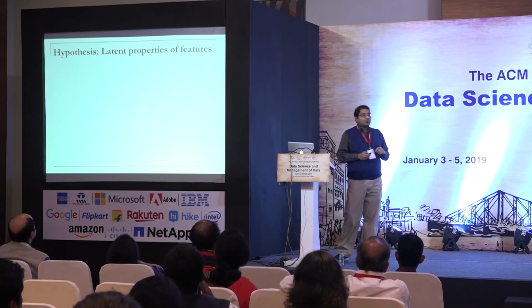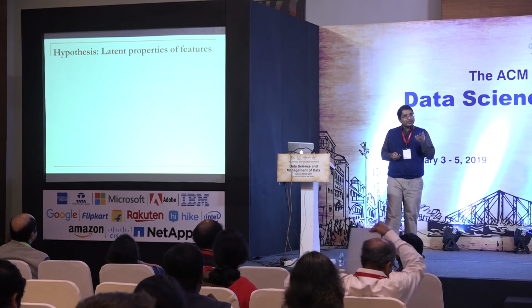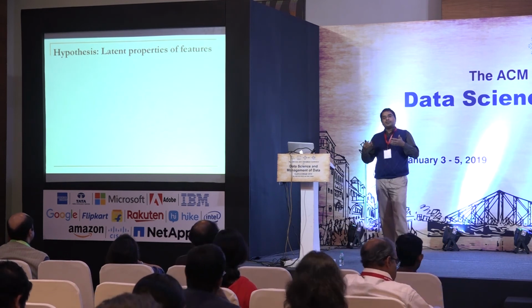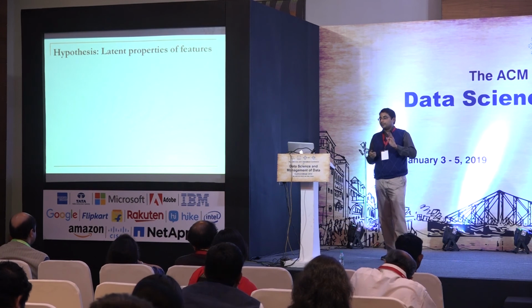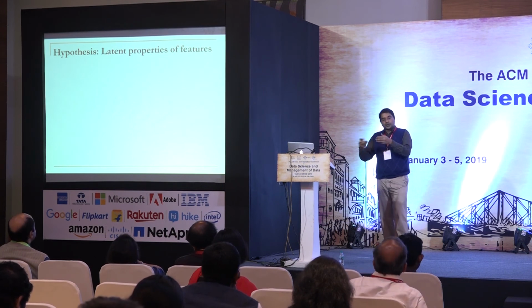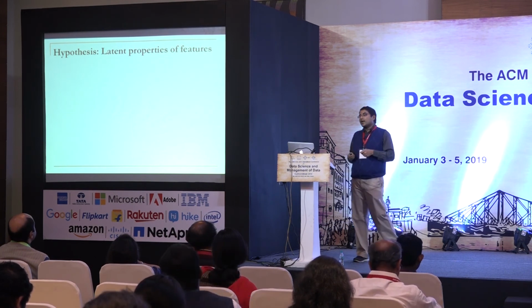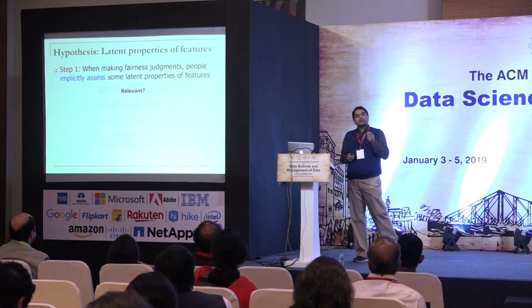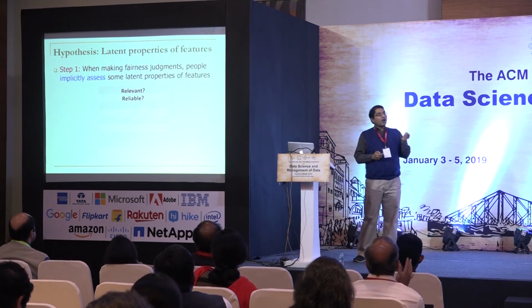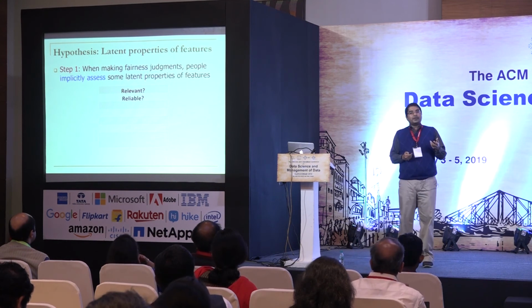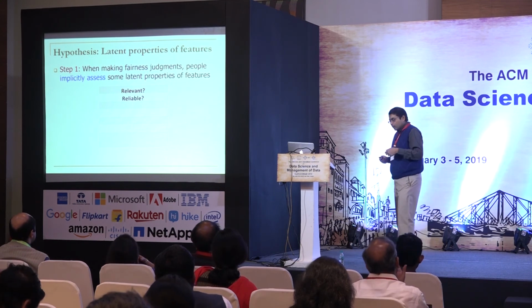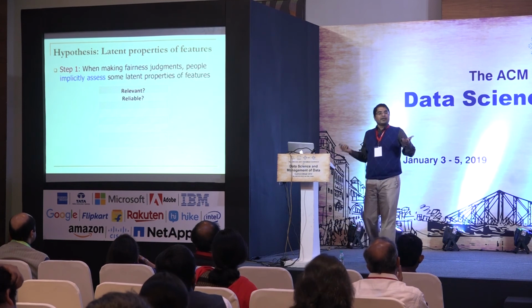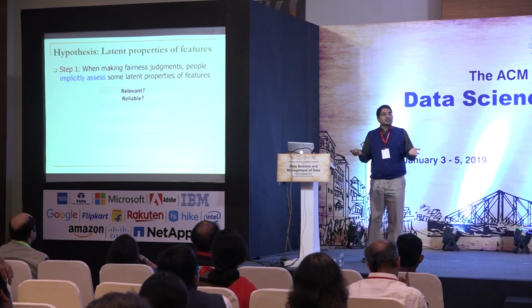Now, the hypothesis that we had, something we thought through ourselves as well as looked at in the social sciences literature, was that when people are making these judgments, they often implicitly assess some latent properties of the features. These are properties like, is the feature relevant for the decision-making scenario? Can one assess the feature reliably? For instance, asking the question, would you steal if you're hungry? It seems like a very bizarre question. You might answer it in lots of different ways.